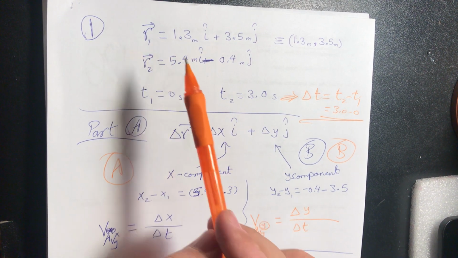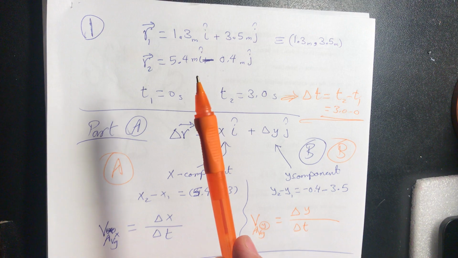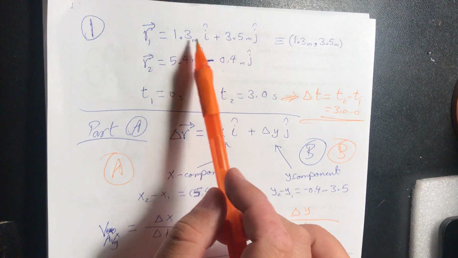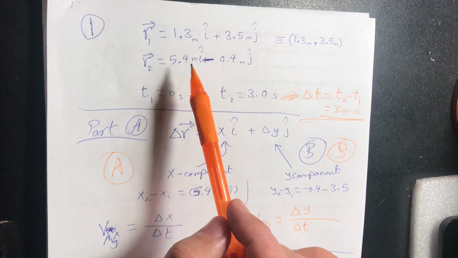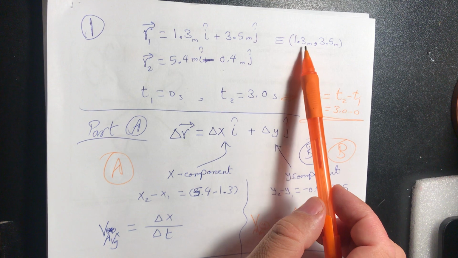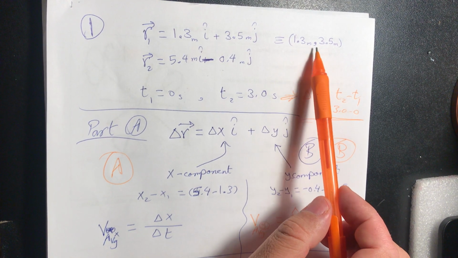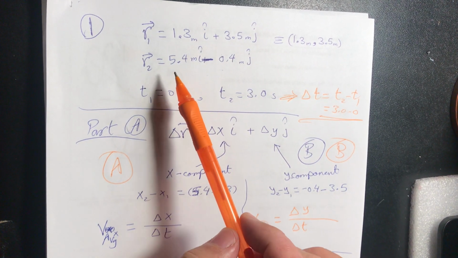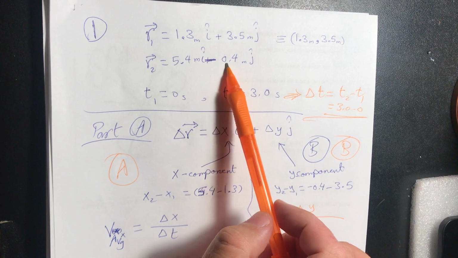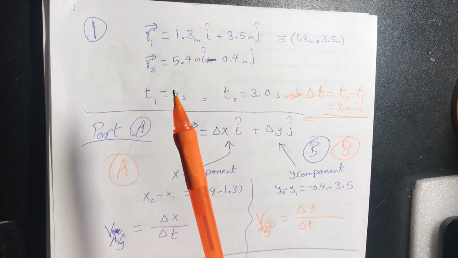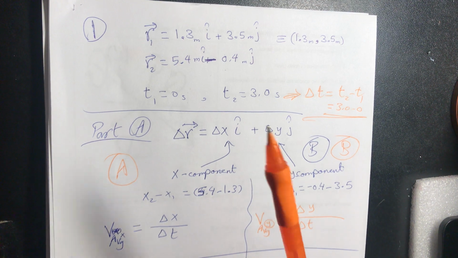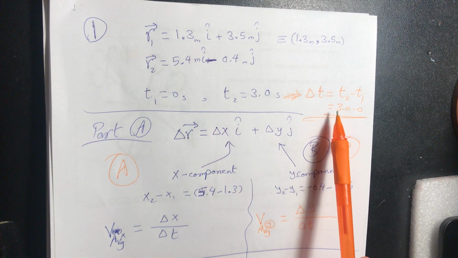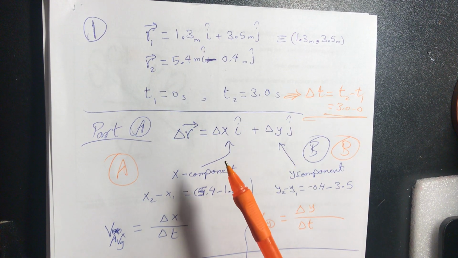The first position is represented by position vector r1, and these are the magnitudes for i and j. You can see it as a point, which is 1.3 comma 3.5, and we can write it as a vector. And the second position is, as you see, in this vector position. Now we have a time period between the two positions, t1 and t2. We can compute the time period.